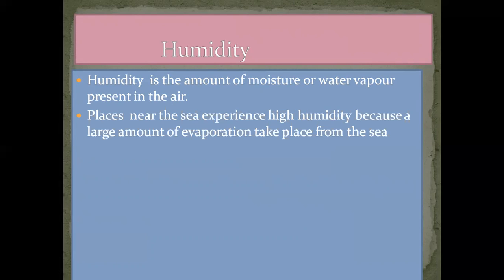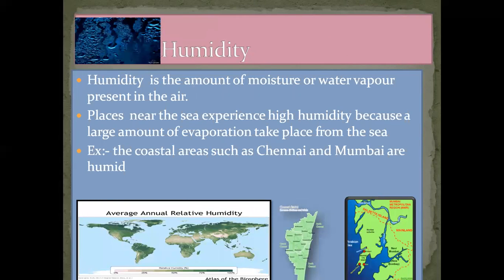What do you mean by humidity? Moisture. They will experience high moisture because a large amount of evaporation takes place from the sea. That's why places near the sea have high humidity. For example, the coastal areas such as Chennai and Mumbai are examples of humid places.